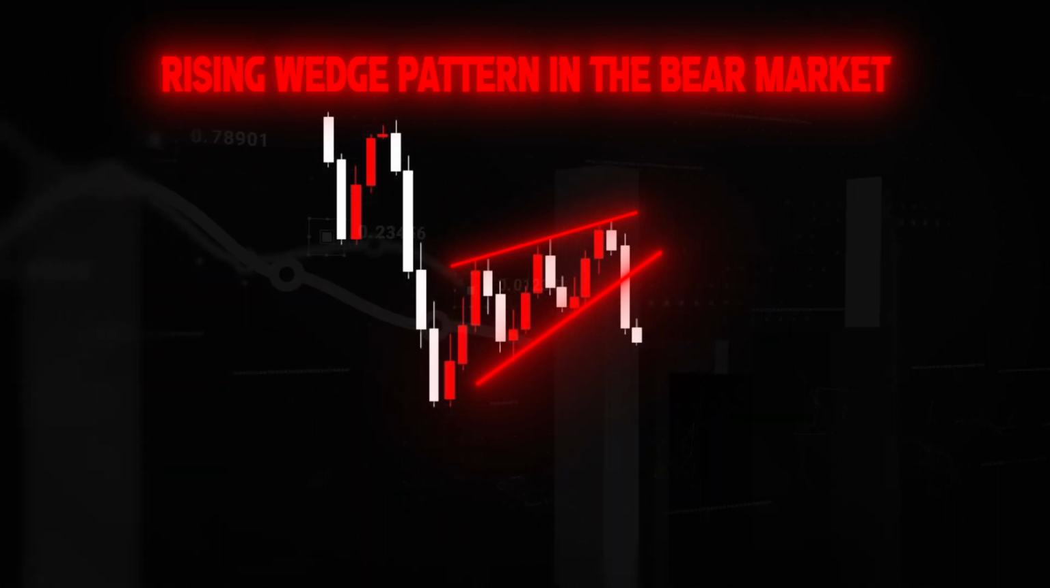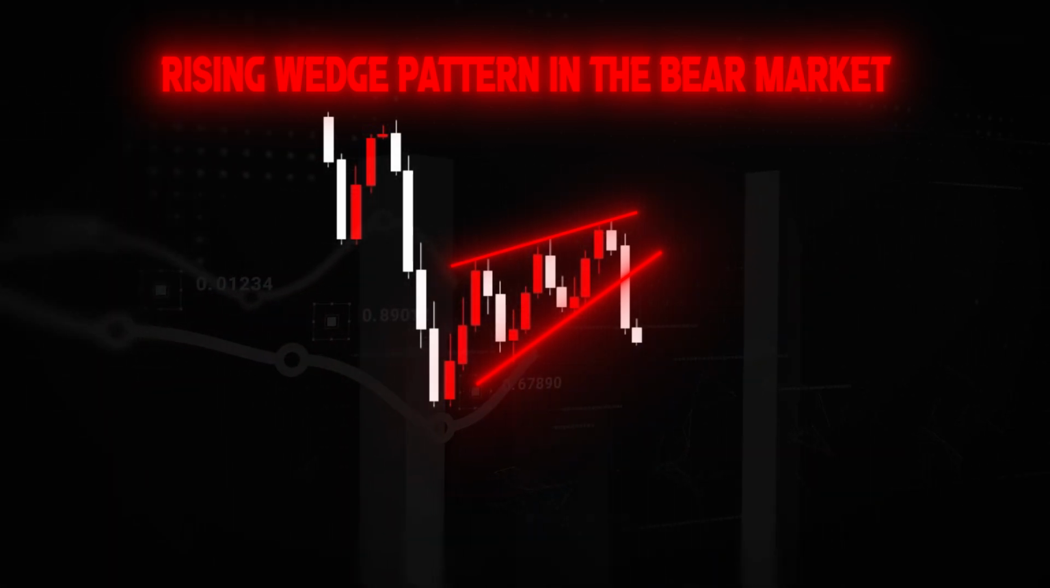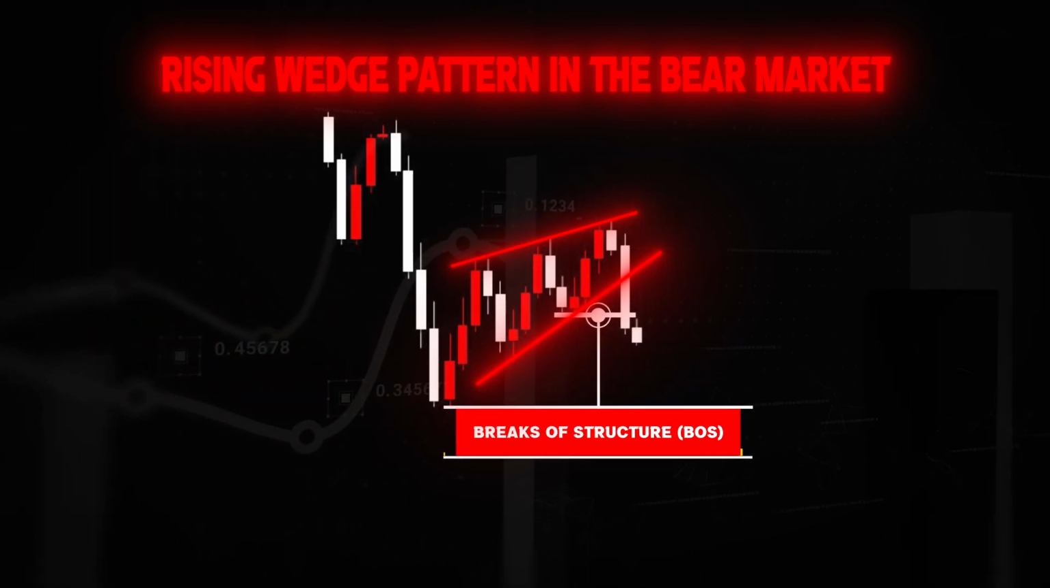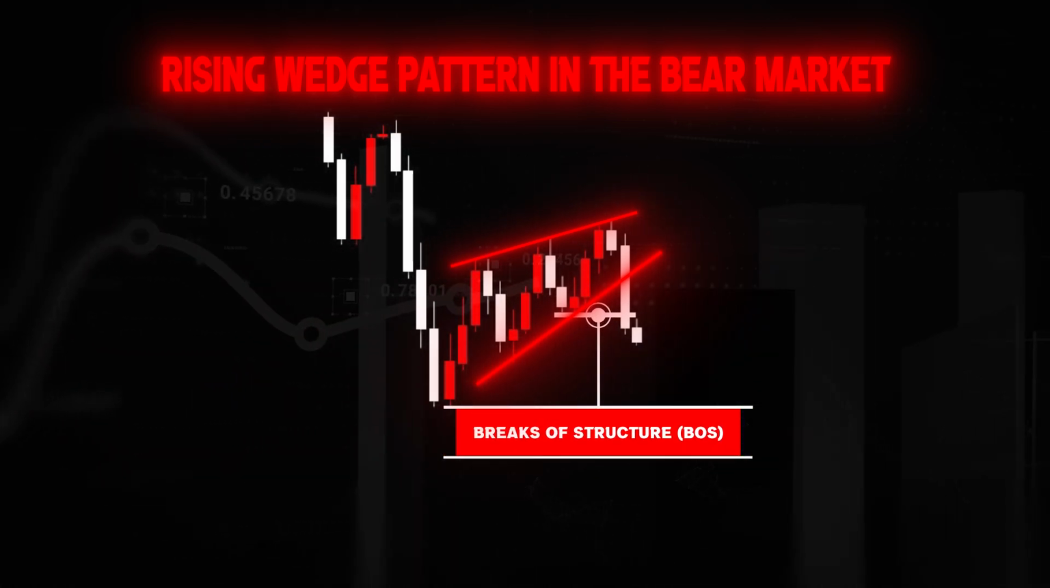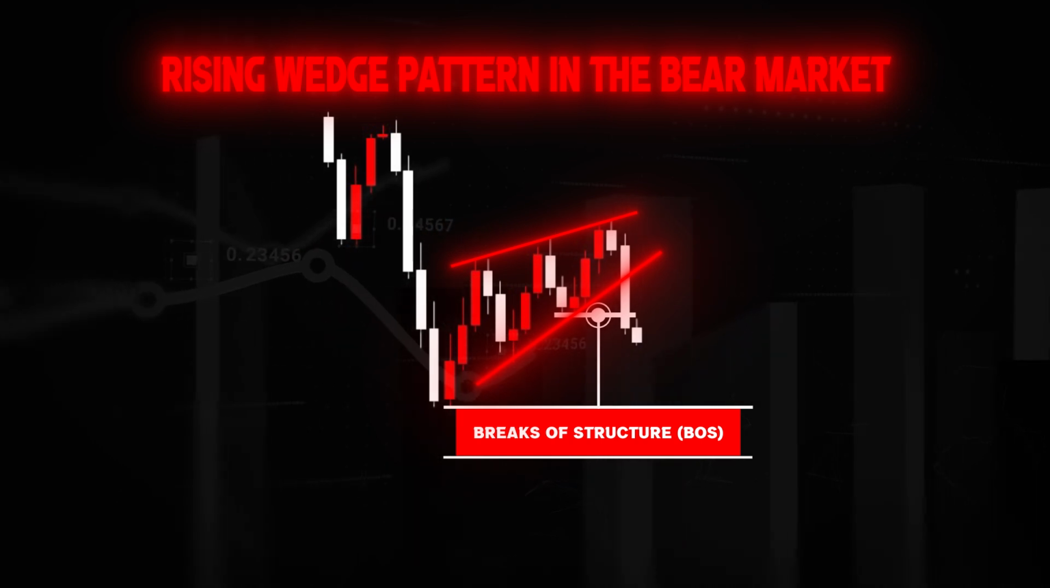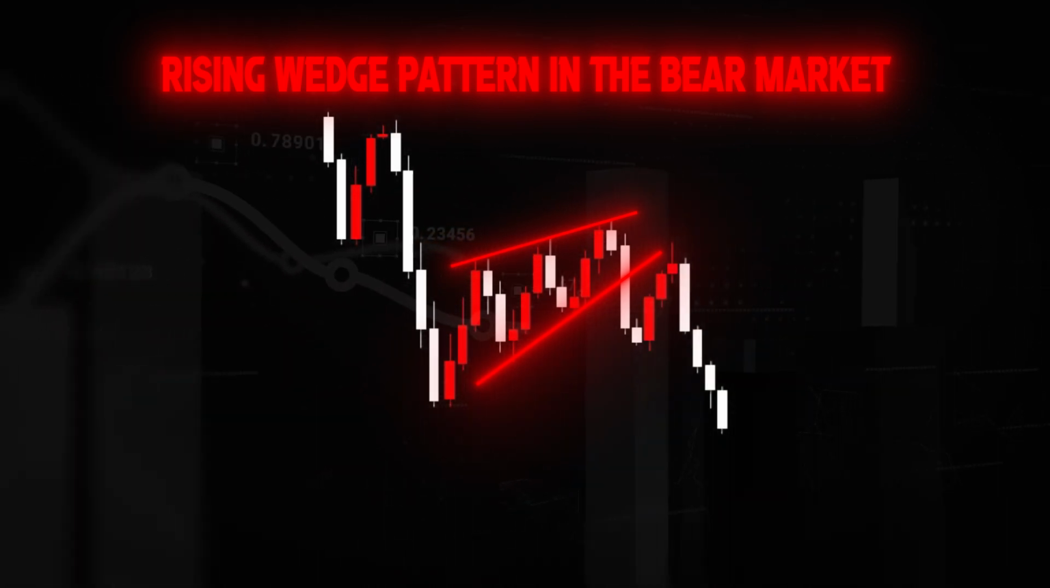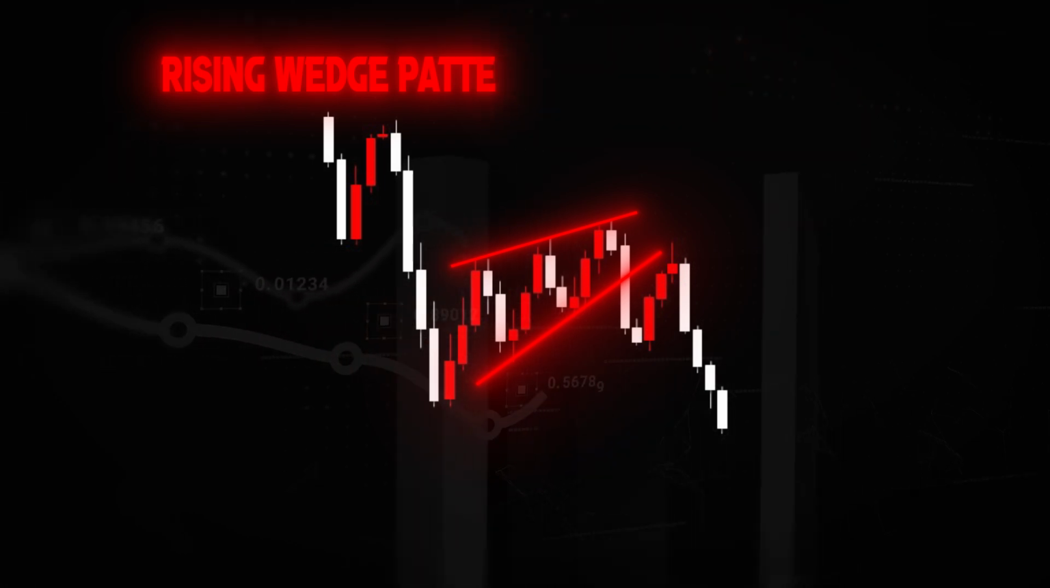To confirm this breakout, we wait for a candle to clearly break and close below the trend line. Additionally, the price should break below the previous market structure to ensure enough momentum for further downside movement. Once these conditions are met, we will look for short opportunities aligned with the dominant downtrend.